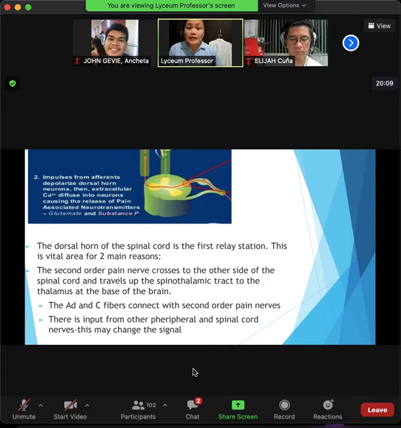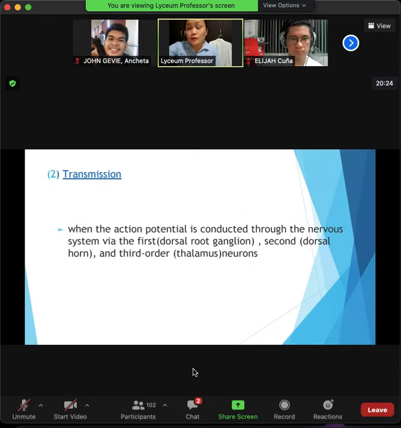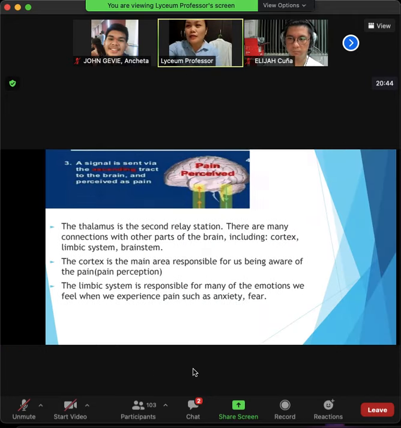Then the A delta and C fibers connect with second order pain nerves, and the input from the peripheral and spinal cord nerves may change the signal. So this is called transmission. This is when the action potential is conducted through the nervous system via the first, second, and third order neurons. Medyo pinapakomplikado lang natin ng konti.